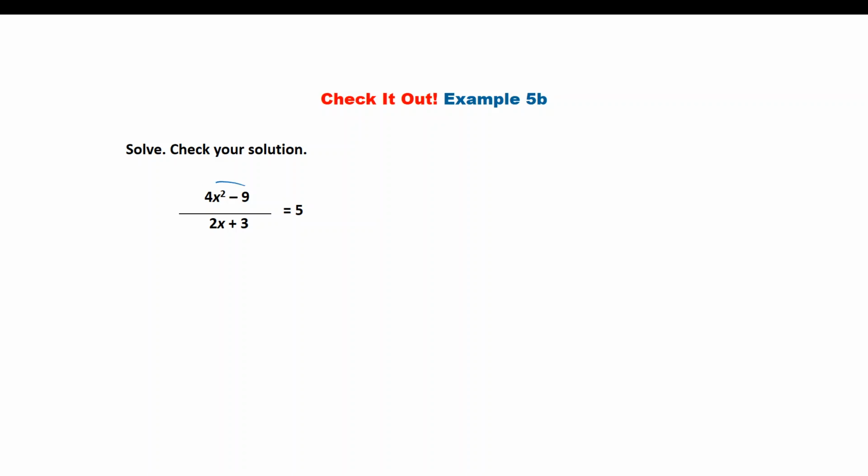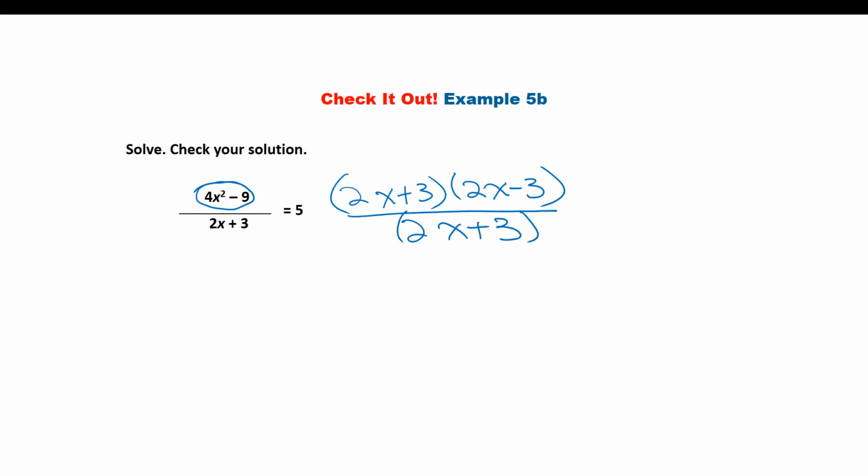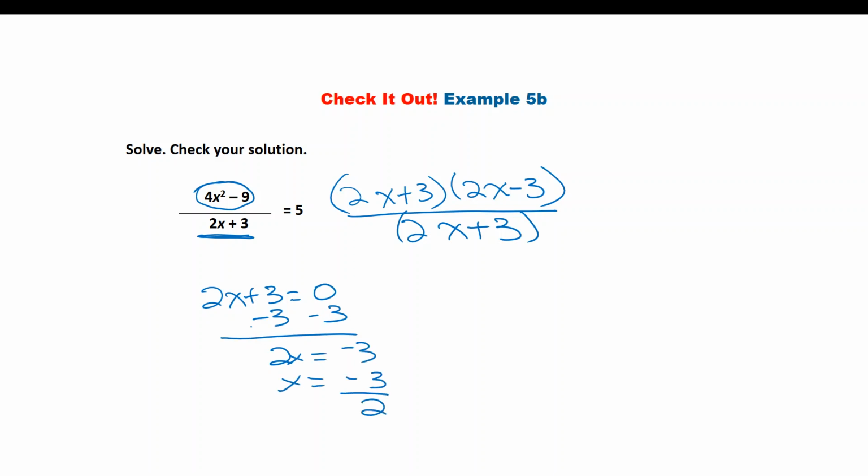All right, so when we look at this, I see that this is the difference of two perfect squares: 2x plus 3 and 2x minus 3, all divided by 2x plus 3. So let's just remember what it cannot be, if this is going to be undefined. So 2x plus 3, if that equals 0, it'll be undefined. So 2x equals negative 3. So when x equals negative 3 over 2, it's going to be undefined.